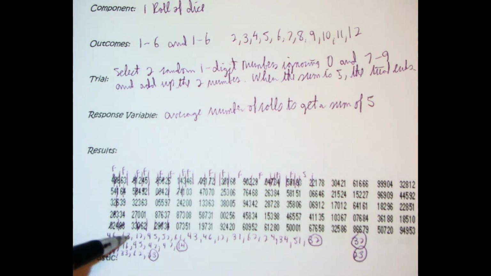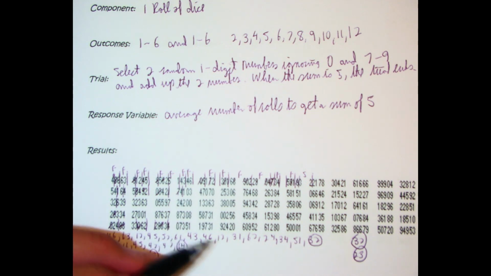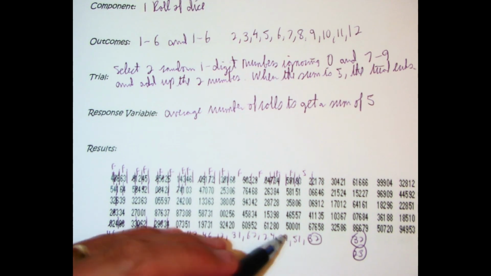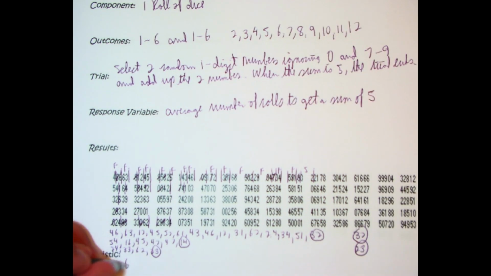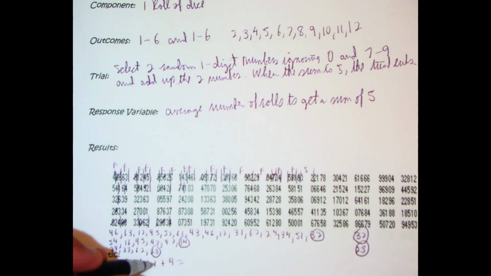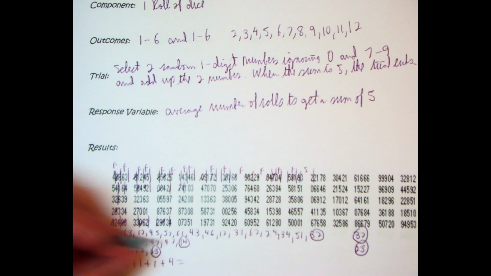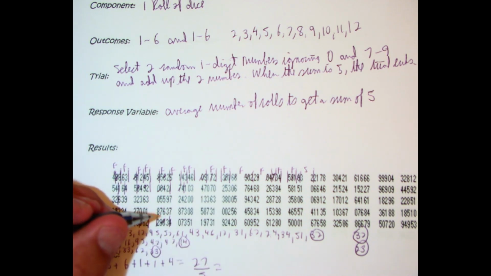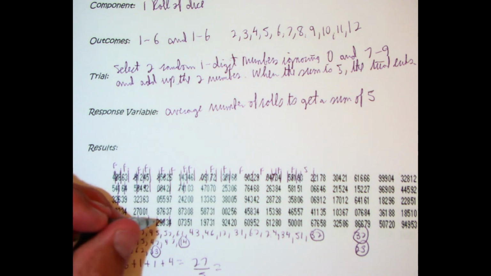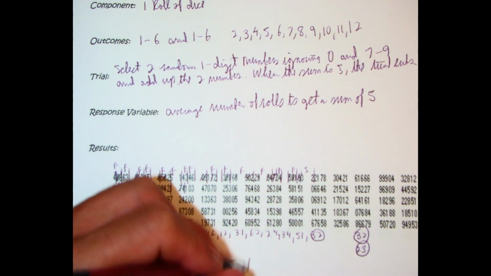Alright, so 1, 2, 3, 4, 5, 6, 7, 8, 9, 10, 11, 12, 13. The first one took 15. The next one, 2, 3, 4, 5, 6. 1, 1, and 1, 2, 3, 4. Okay, so that's 21, 22, 23, and then 27 divided by 5. And that's going to be, I believe, 5.4.